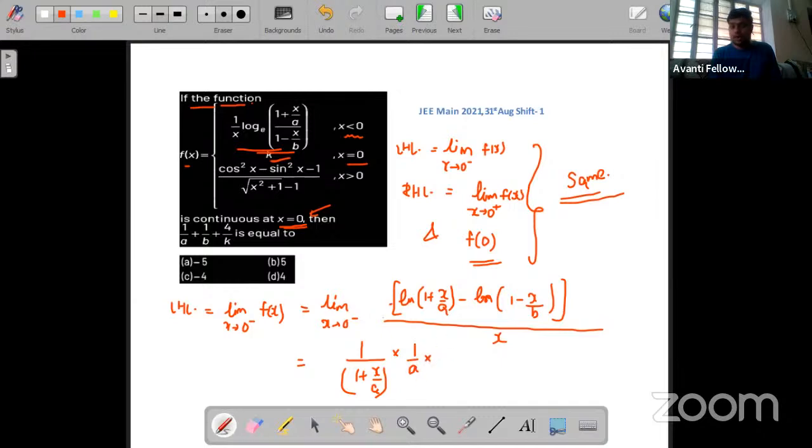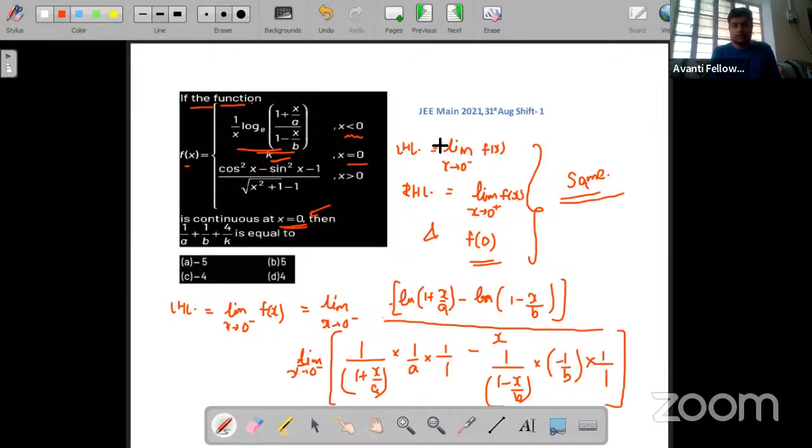Upon differentiation of x. Then 1 minus, same case here, differentiation of this function. So 1 upon 1 minus x upon b into chain rule, differentiation of inside function. So here we'll be getting minus 1 by b, into 1 upon differentiation of denominator, whole limit x tending to 0 minus.